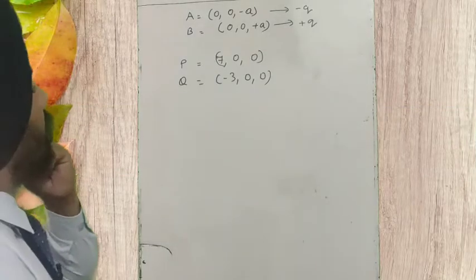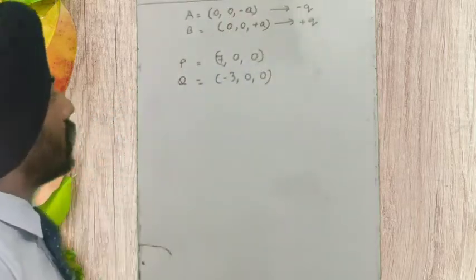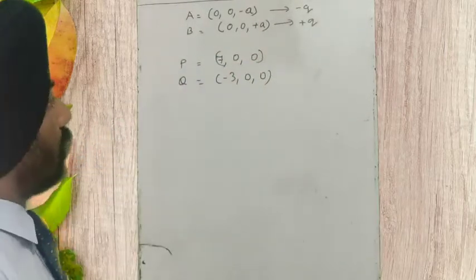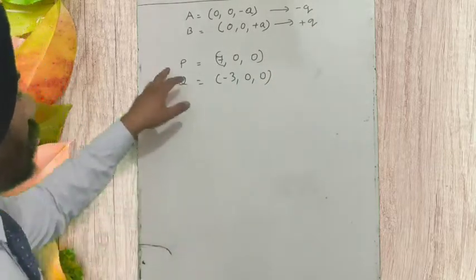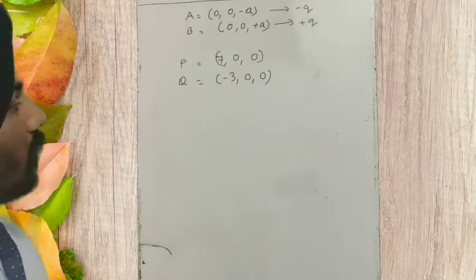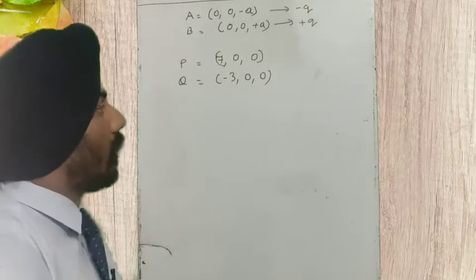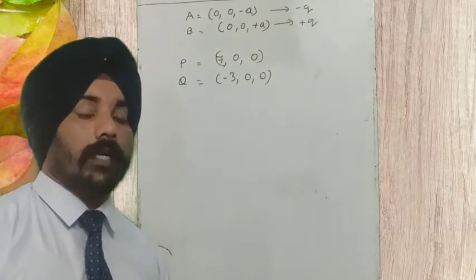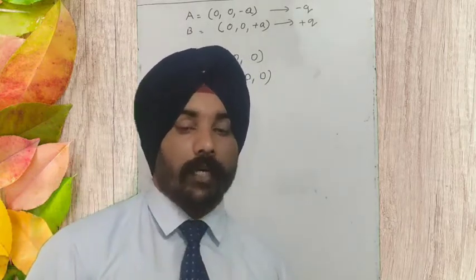So here A is (0, 0, minus a) and the minus q charge is kept at point A, and B is (0, 0, plus a), where the plus q charge is kept. The points P and Q have the coordinates (7, 0, 0) and (minus 3, 0, 0), which lie on the x-axis. So here we first need to draw the figure of this question, and afterward we are going to use the property of the dipole at the perpendicular axis, which passes through the center of the dipole.